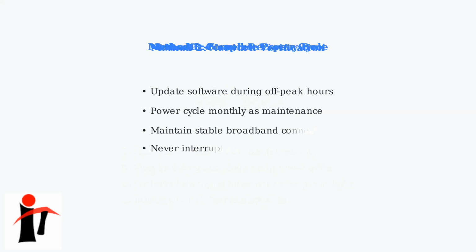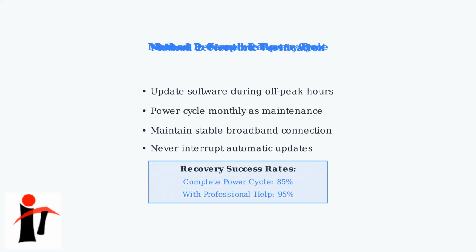Prevention is better than recovery. Follow these best practices to minimize future issues with your YouView box. These methods have proven success rates. The complete power cycle resolves 85% of post-reset issues. If these steps don't work, contact BT support for professional assistance. Remember, patience is key during recovery. Allow sufficient time for each step and don't rush the process. Most YouView box issues are software-related and completely recoverable.